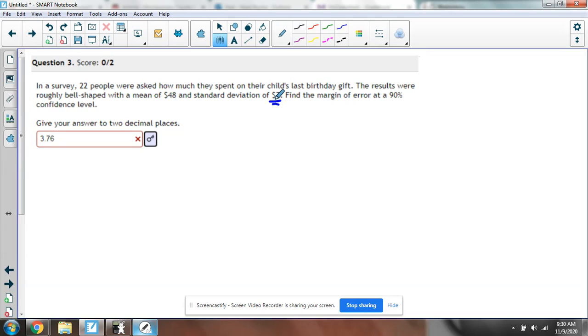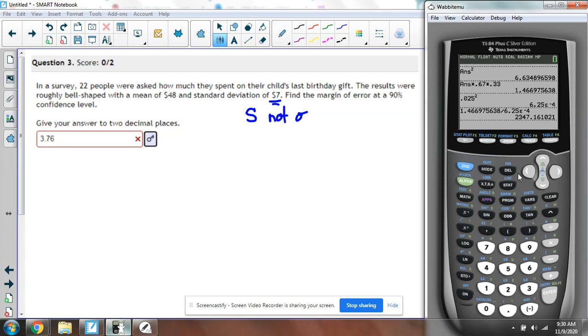This standard deviation is not the population standard deviation, so this is s, not sigma. So we're going to use a t interval, not a z interval, because we don't know sigma. Stat over to t interval. So we have statistics. x bar is going to be 48. s is going to be 7. Our sample size is 22. We want 90%, so 0.90.